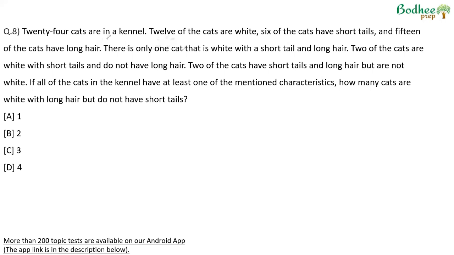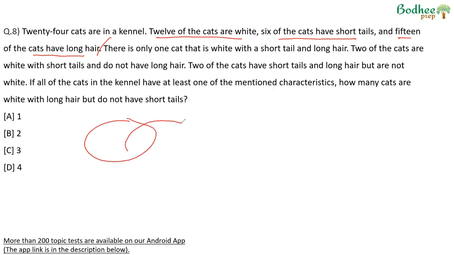24 cats are in a kennel. 12 of the cats are white, 6 of the cats have short tails. 15 of the cats have long hair. There is only one cat that is white with a short tail and long hair. Two of the cats are white with a short tail and do not have long hair. Two of the cats have short tails and long hair, but are not white. If all of the cats in the kennel have at least one of the mentioned features, how many cats have long hair but do not have a short tail?